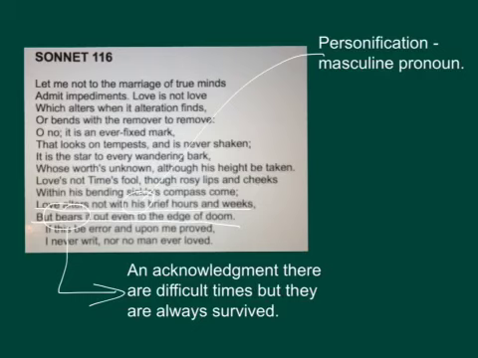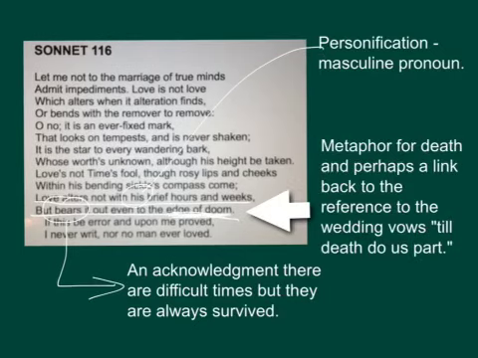This might be a useful point to link to those poems such as Our Love Now, where those difficulties in a relationship are thought to be tragic and fatal, that we can't overcome them, whereas Shakespeare says we can. And finally, this reference to the edge of doom being a metaphor for death, and perhaps actually a link back to the reference to the wedding vows that he began with.